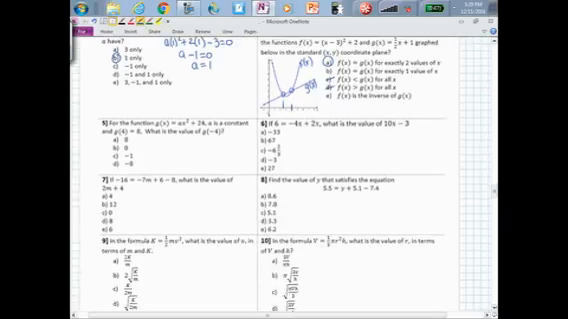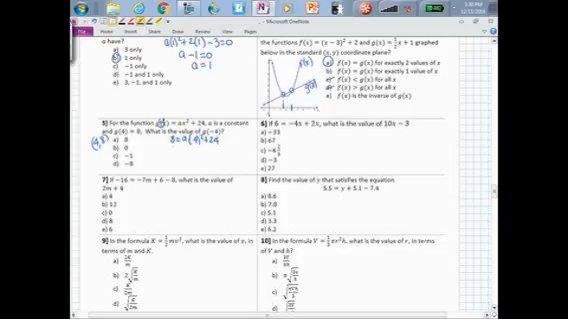5. For the function g of x equals ax squared plus 24, a is a constant, and g of 4 equals 8. What's the value of g of negative 4? Okay, so don't let this mess you up. This here is saying that x is 4 and y is 8. That's what this means. G of 4 is g of x, so x is 4, and the answer is 8. We'll come to that in just a minute. So we're going to use this in the equation first. Because that's your y. A times 4 squared plus 24.